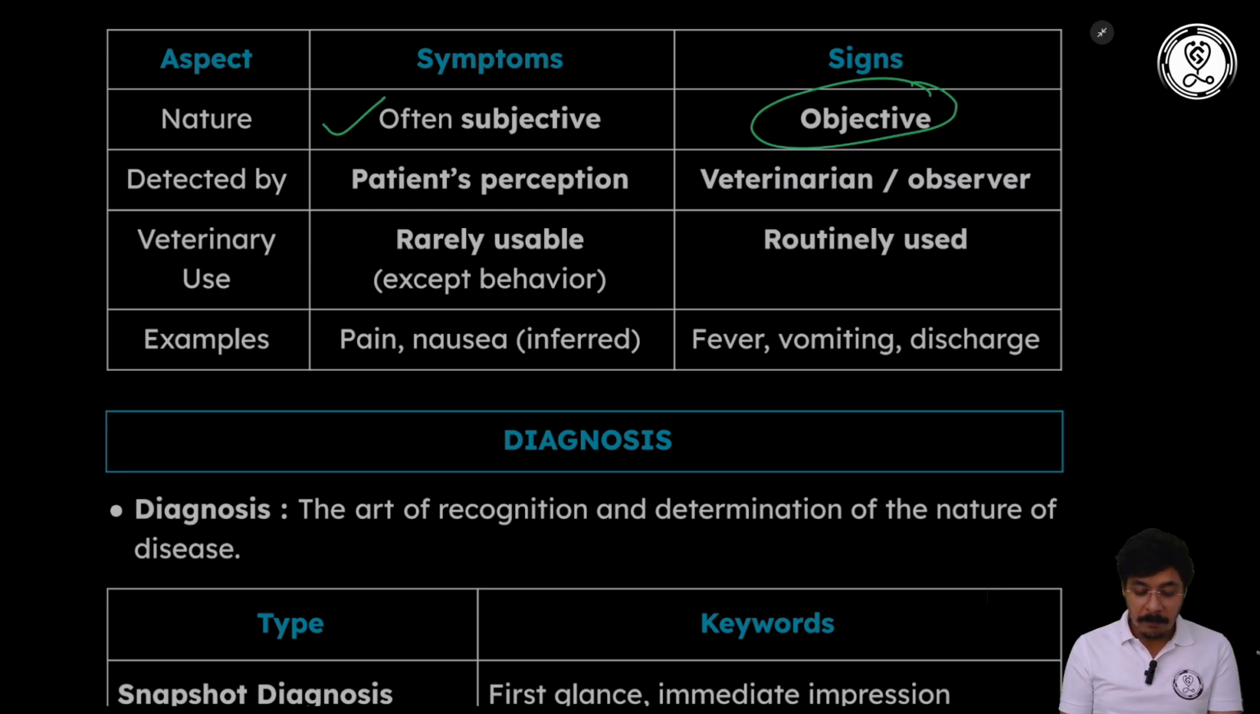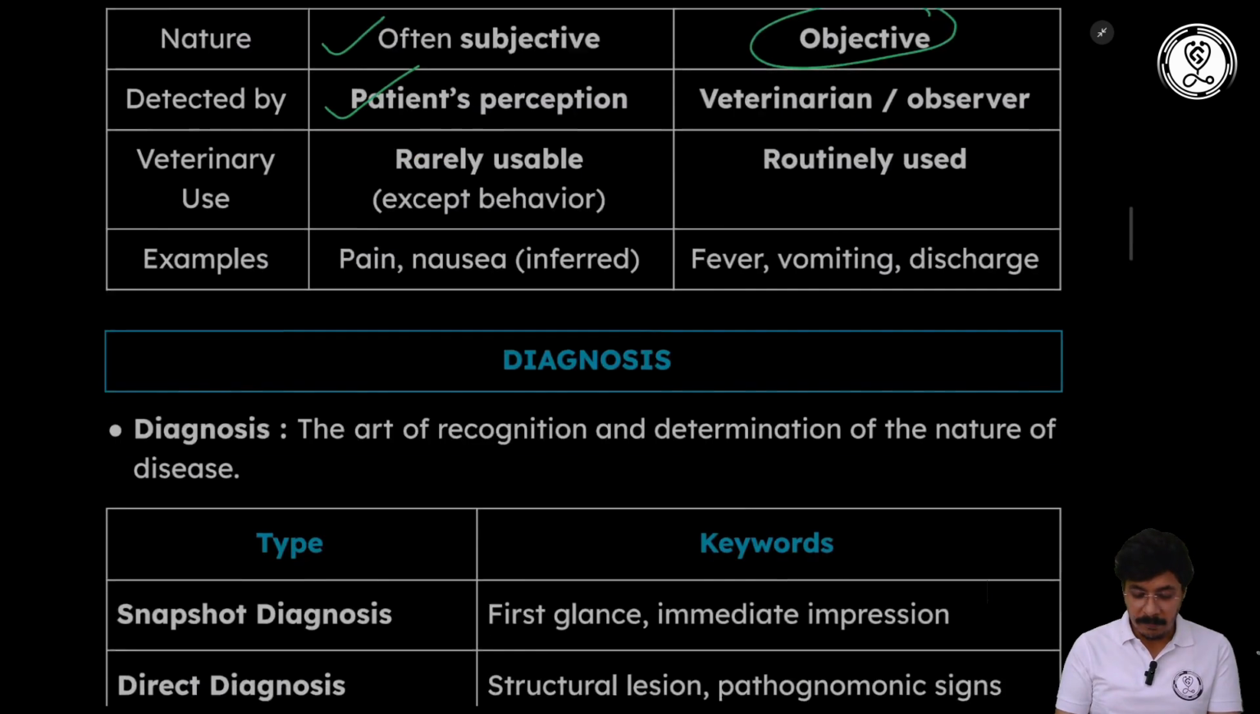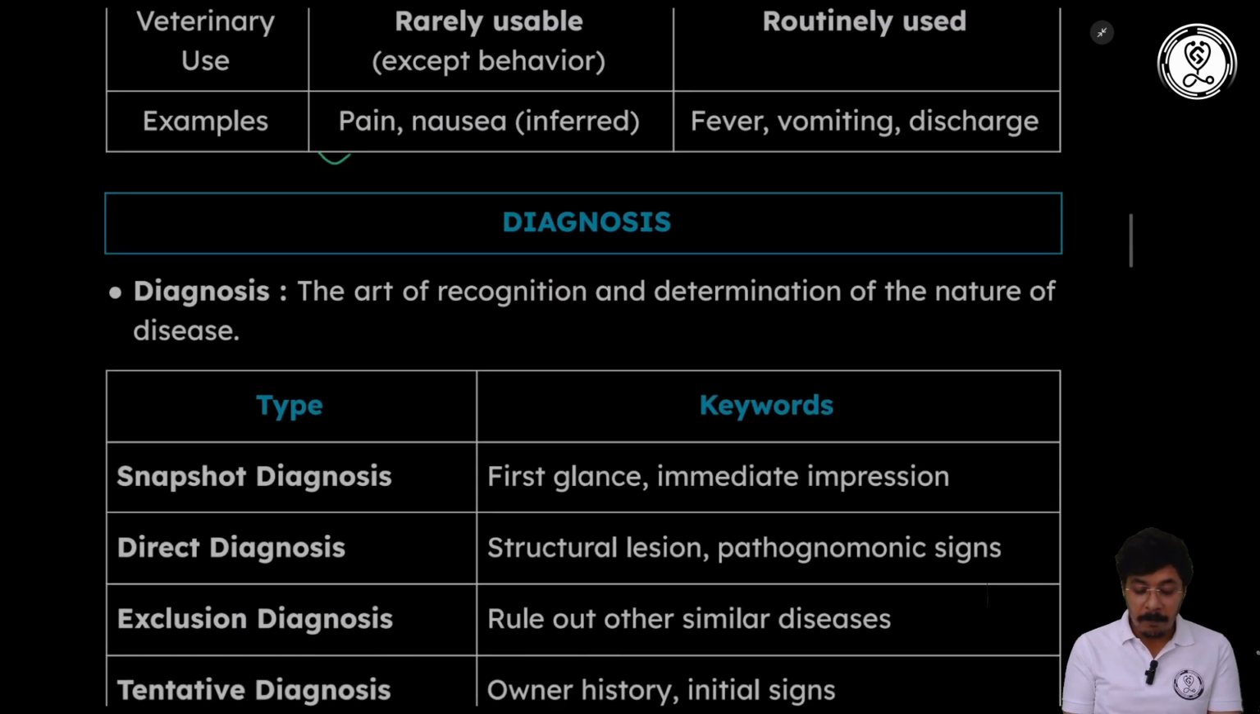Symptoms are detected by patient perception, signs by veterinarians and observers. It simply means signs can be detected by a veterinarian or an experienced observer, whereas symptoms are always internally experienced. In veterinary practice, only signs are of use, whereas symptoms are very rarely used, only in some exceptions, like some behavioral changes that may be suggestive of some disease. Examples of symptoms are pain and nausea, and examples of signs are fever, vomition, and discharge.